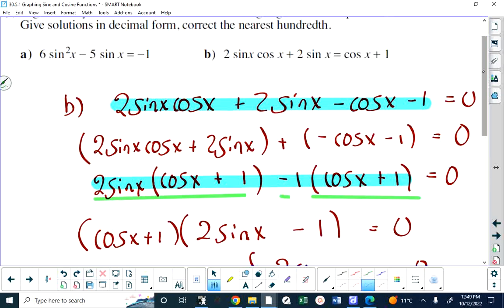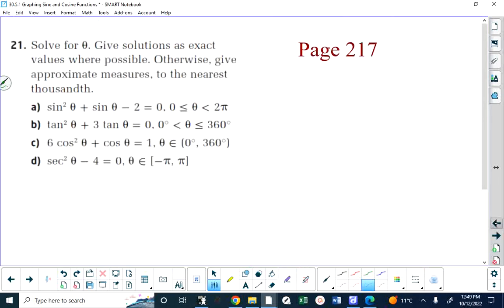Sasha. 21A. Okay. So it says, give the answers as exact values where possible. And all that means is we're going to be thinking of the unit circle. And, although there's an infinite number of points on the unit circle, we're only going to be able to write exact values for certain of those points that we're familiar with. Does that make sense? Okay.